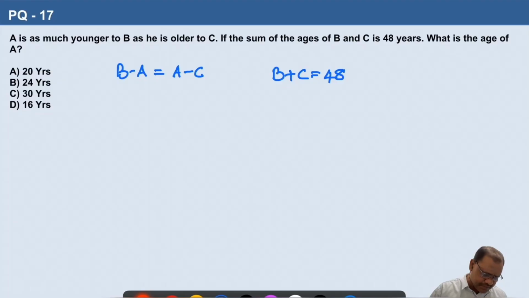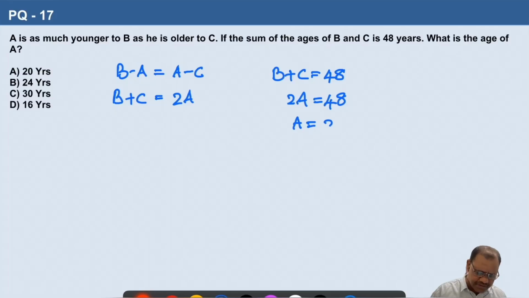So here B plus C is equals to A plus A, 2A. So here B plus C is 48. In place of B plus C, you can write 2A. 2A is equals to 48. A is equals to 48 divided by 2, 24. A is 24 years. So answer is option B is the correct answer.